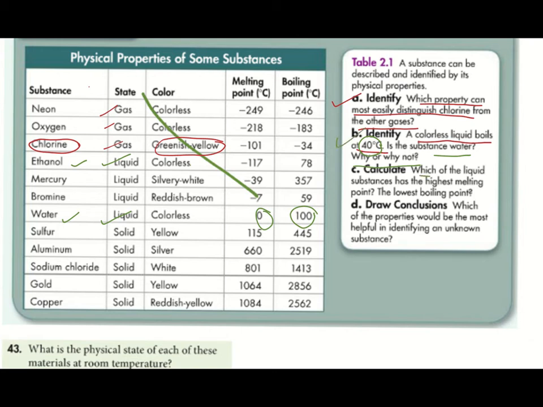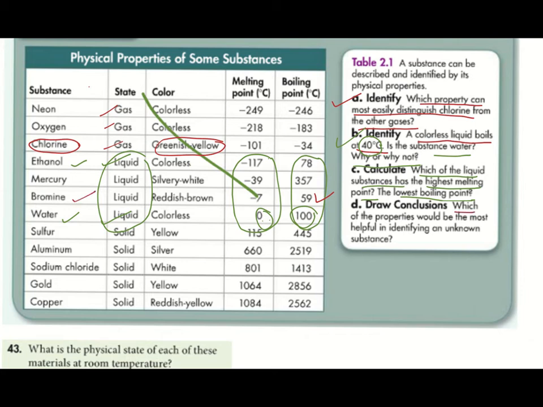Calculate which of the liquid substances had the highest melting point and the lowest boiling point. Which one had the highest melting point from the liquids? Here are the liquids, and these are the melting points. Which liquid has the highest melting point here? Water, because it has a melting point of 0. And which one has the lowest boiling point? These are the boiling points. Which one has the lowest value? Yes, it is that liquid, which is bromine.